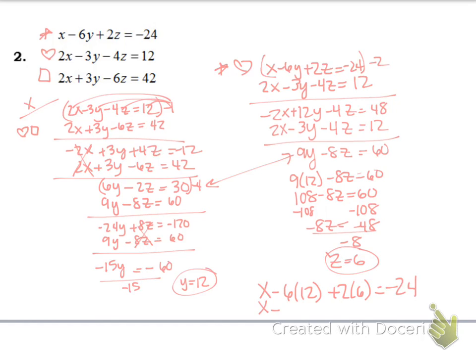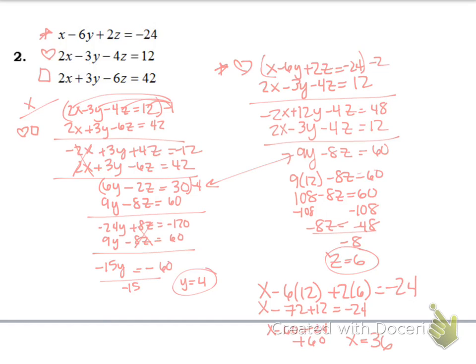So x minus 6 times 12 is 72 plus 12. So negative 72 plus 12 gets me negative 60. Add 60 to both sides. X is going to equal 36. Uh-oh, something happened. Okay, 60 divided by 15 is actually 4. So I'm going to go back to the step of plugging it into my double variable up here.